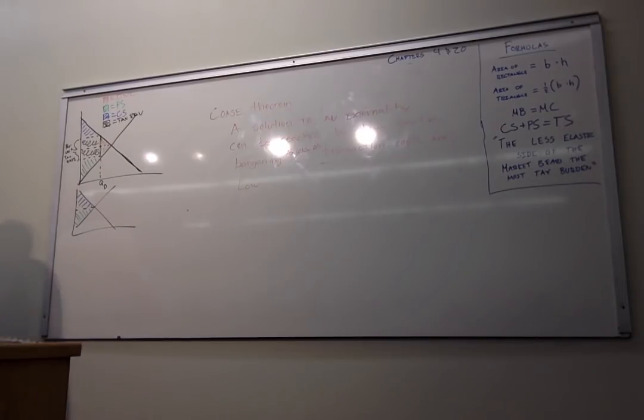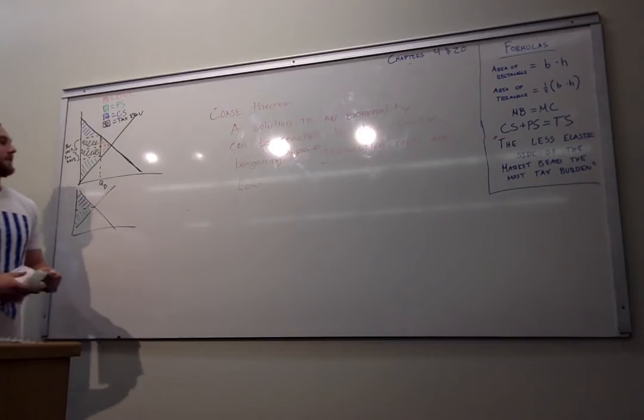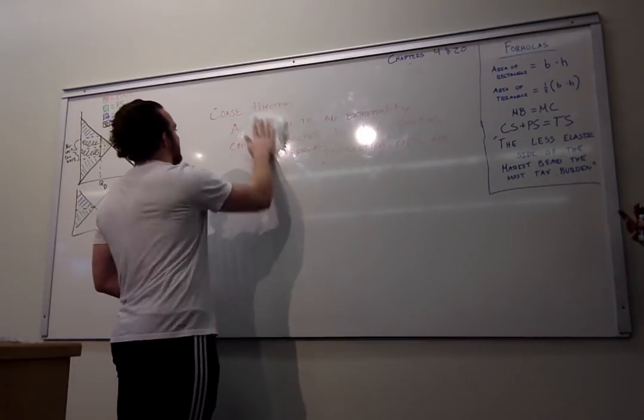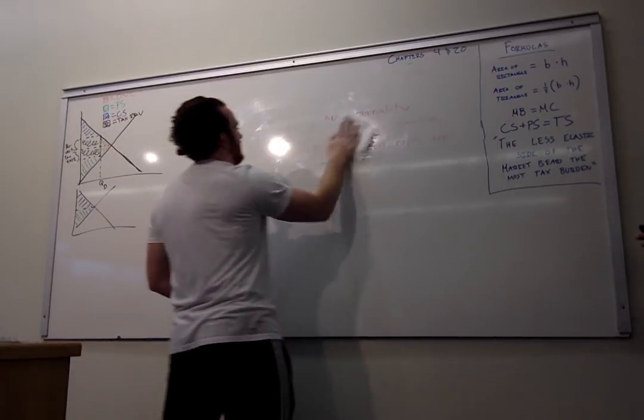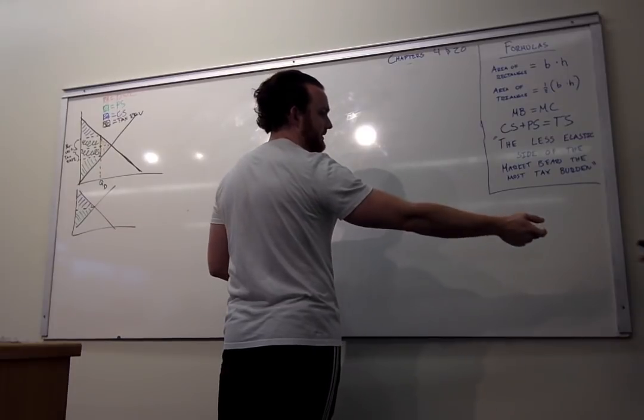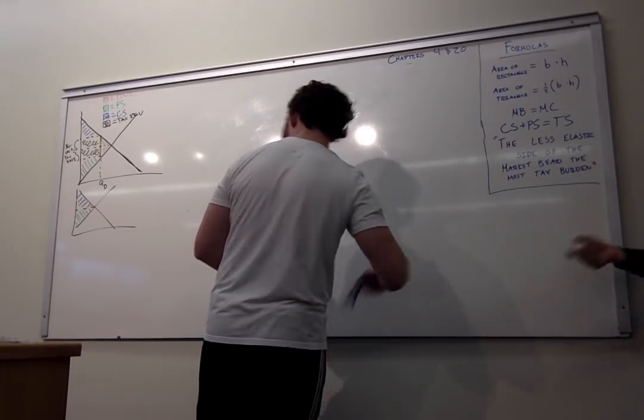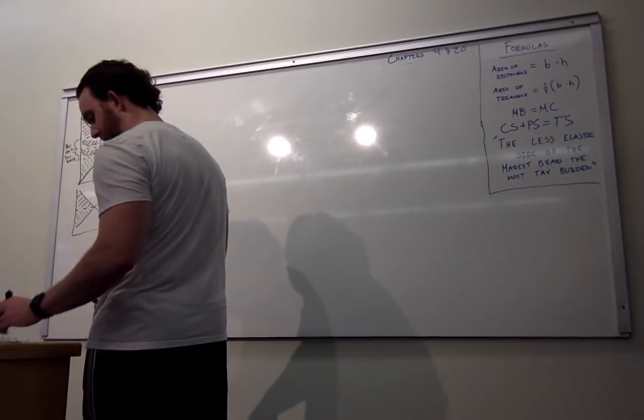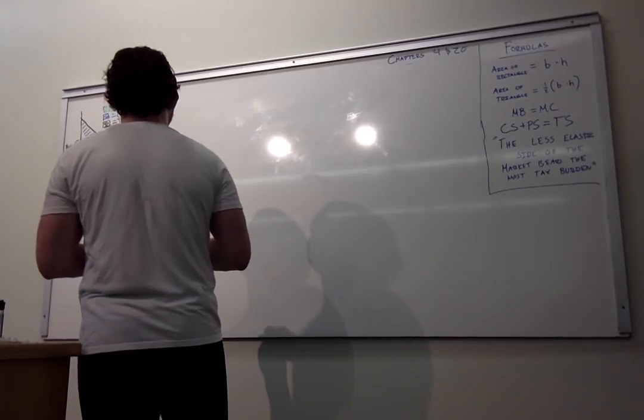Okay, next one. Let's talk about public goods for just a second. What are the two requirements for it to be a public good? No rivalry. No excludability. I was thinking exclusivity. So no excludability and no rivalry.